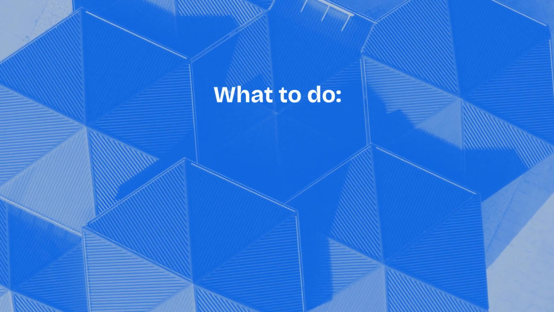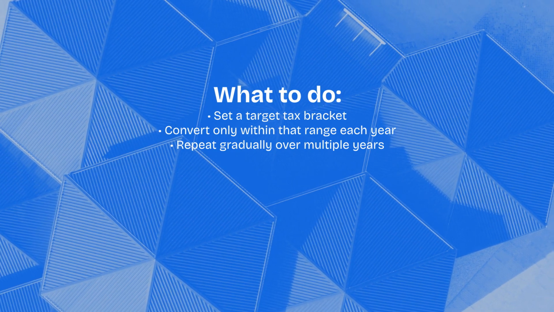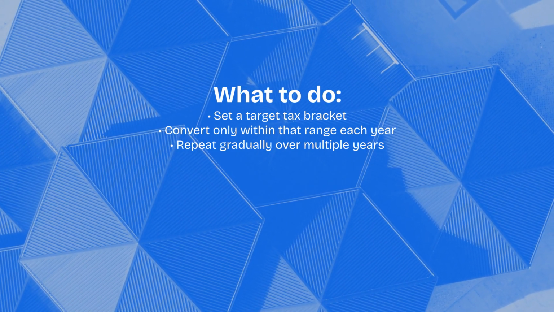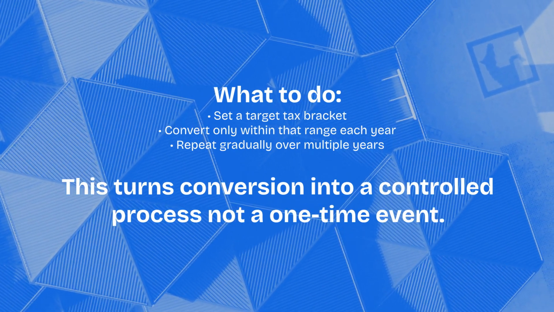What to do? Set a target tax bracket. Convert only within that range each year. Repeat gradually over multiple years. This turns conversion into a controlled process, not a one-time event.